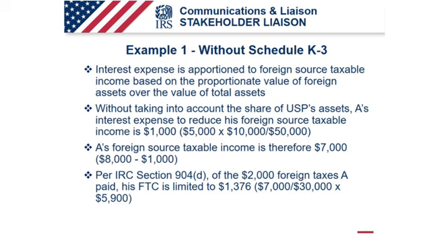So even though A paid $2,000 of foreign taxes, they can only take a credit for $1,376, the portion that's attributable to the share of their liability that is foreign source.